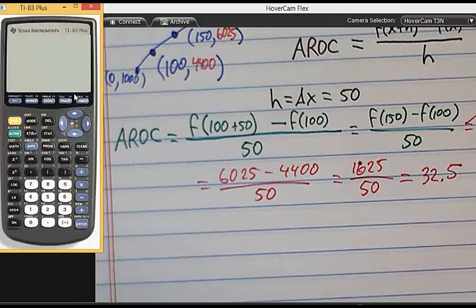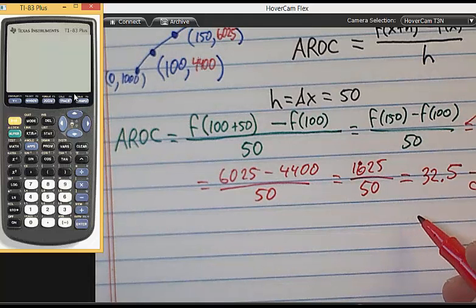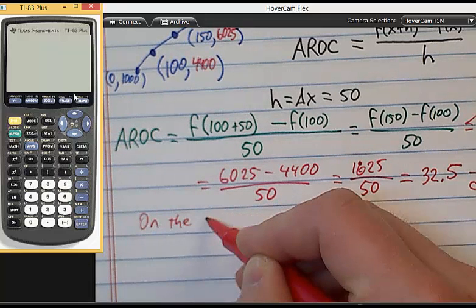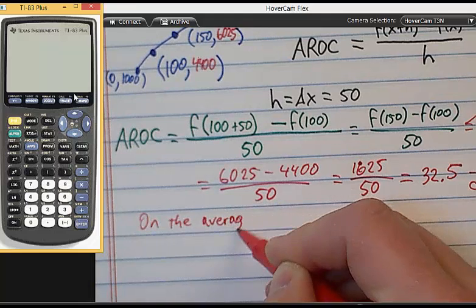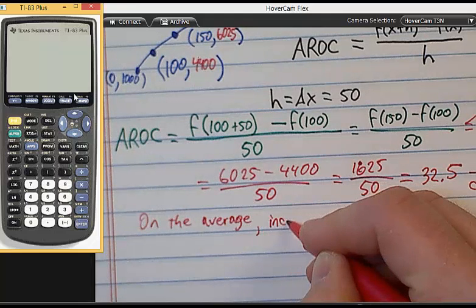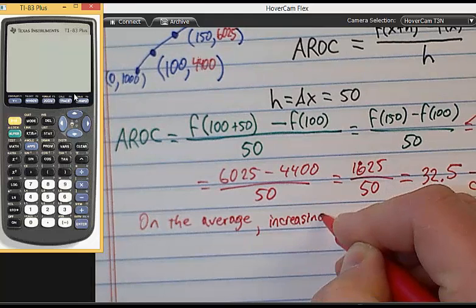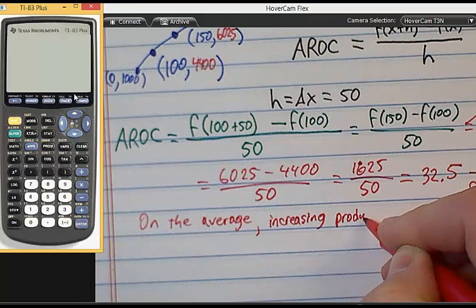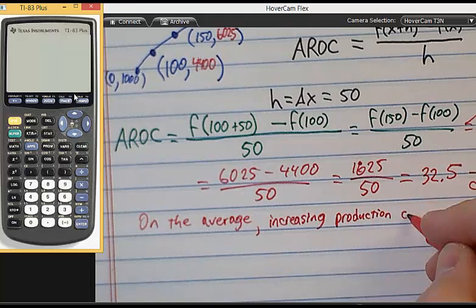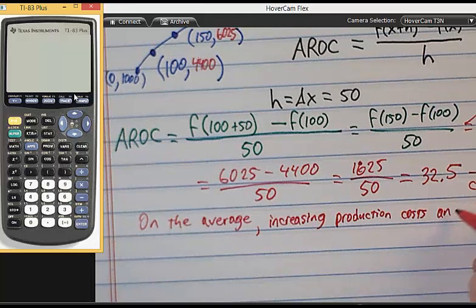So 32.5. What are the units? Dollars is the numerator. Coat. So what's it mean? If I interpret it, it means on the average, increasing production costs an extra $32.50 per coat.